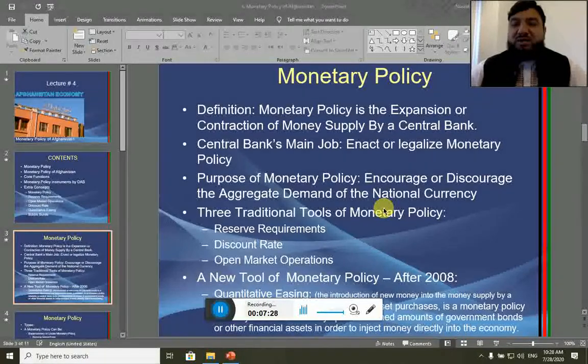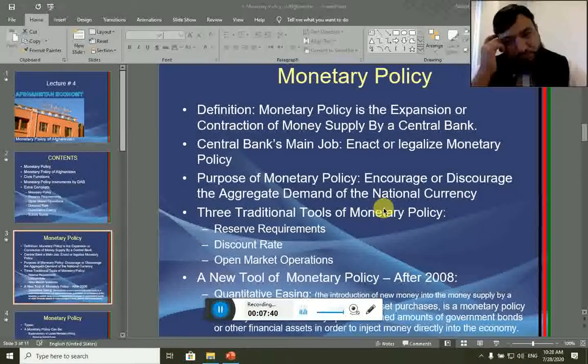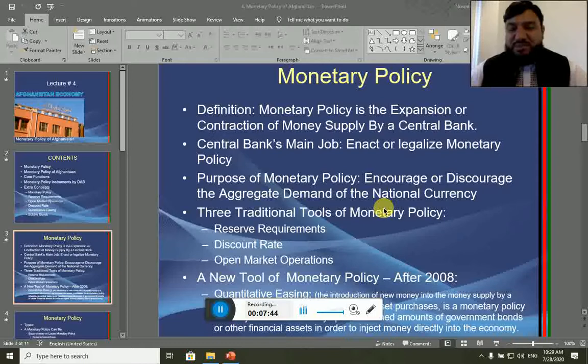That demand increases. So this increase in demand is called encouraging the demand for national currency. Discouraging means that when the central bank supplies more money to the market and the supply exceeds the demand, there is no demand, and demand decreases day by day, right? And this is done by the central bank through different operations, which we'll talk about later on.